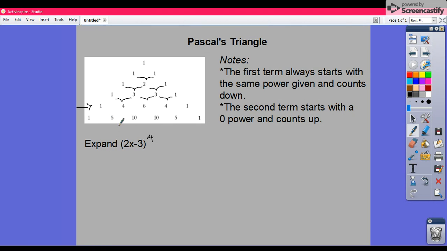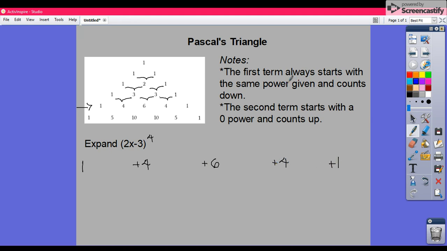So a good rule of thumb is to go to the row where the exponent matches the second number in the row. So with these numbers, I'm going to bring them down but put space between them. So 1, 4, 6, 4, 1. And I'm going to put a plus between them. If they end up being minus, we'll take care of that later. And then I'm going to go to the notes.